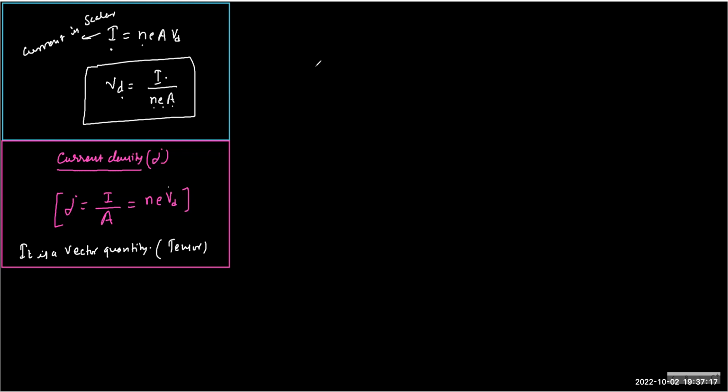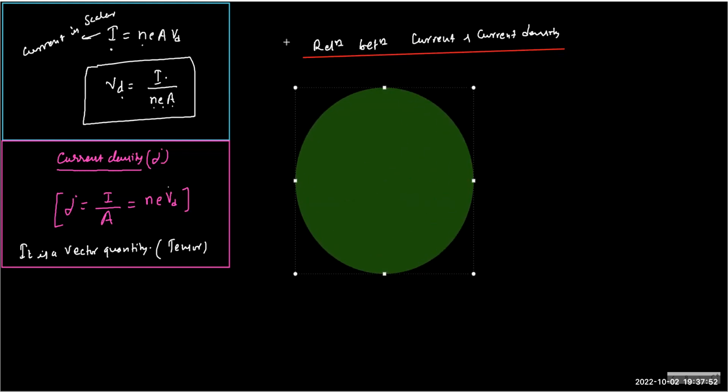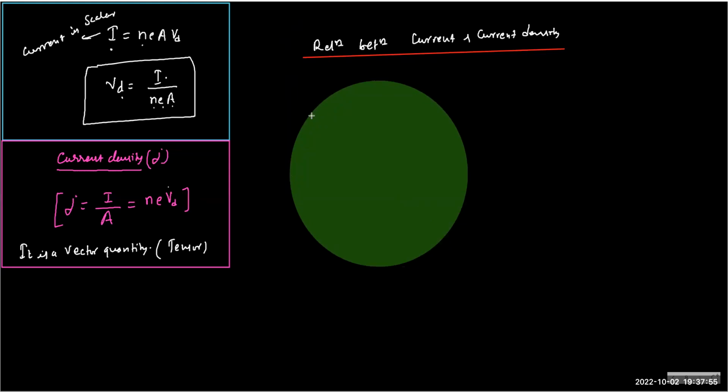So these two formulas are very, very important, and now we go to the relation between current and current density. Now this is very, very crucial. Why? For the chapter of magnetism called Ampere's circuital law. There you need to know a lot about this. So imagine we have a cross section. I'm just drawing the cross-sectional view of some current-carrying wire.